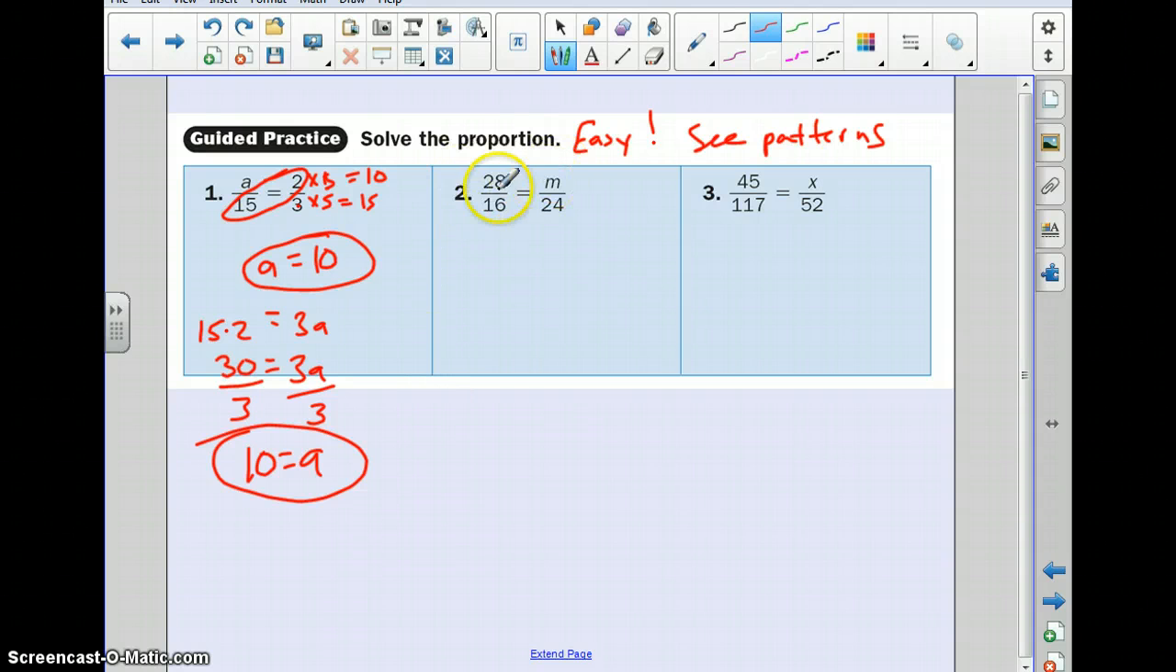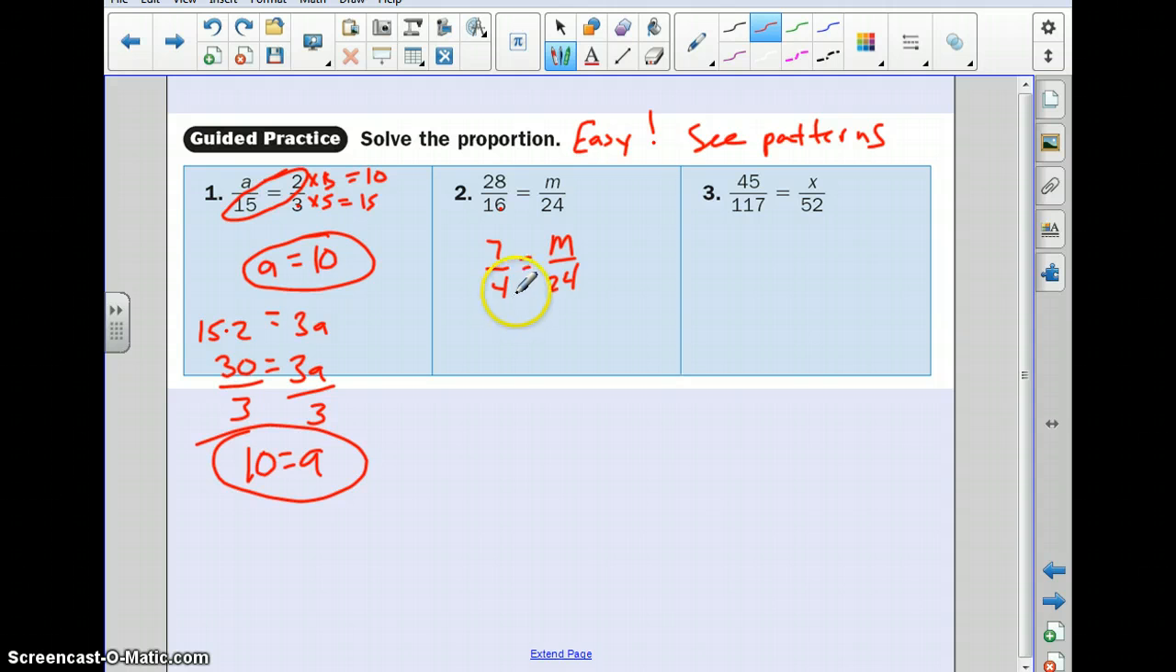All right, over here on this one. Right now, I can't see any patterns, but if I reduce this to a simpler form, I can see some patterns. I know that both of these numbers are divisible by 4. So if I divide this by 4, I get 7. Divide this by 4, I get 4. So 7/4 equals m over 24. That's going to make my life a little easier.